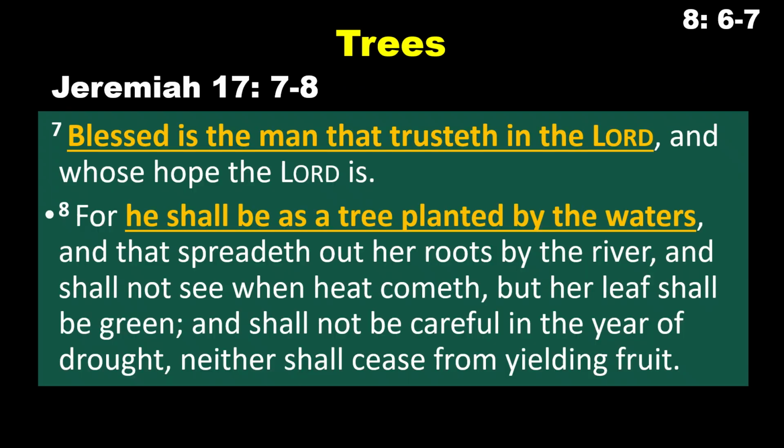These verses tell the tale how man can be a tree. From Jeremiah chapter 17, verses 7 and 8, quote, "Blessed is the man that trusteth in the Lord, and whose hope the Lord is. For he shall be a tree planted by the waters, and that spreadeth out her roots by the river, and shall not see when heat cometh, but her leaf shall be green, and shall not be careful in the year of drought, neither shall cease from yielding fruit." End quote.